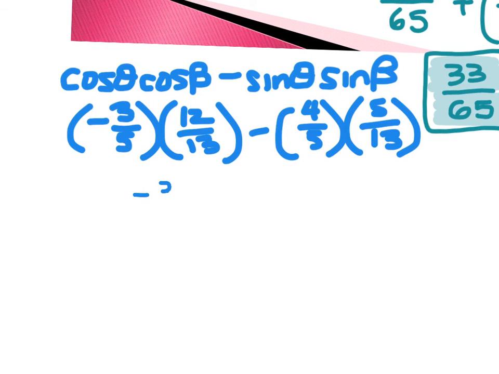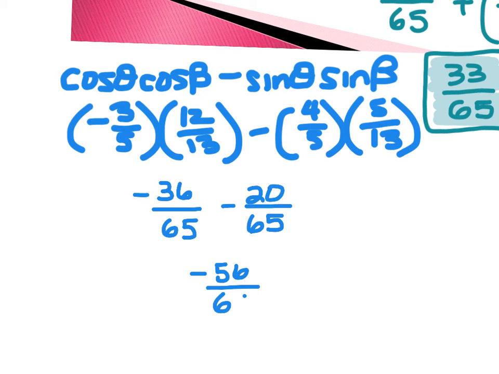So you get negative 36 over 65 minus 20 over 65. And I get negative 56 over 65. Again, can't be reduced, so that is my answer.